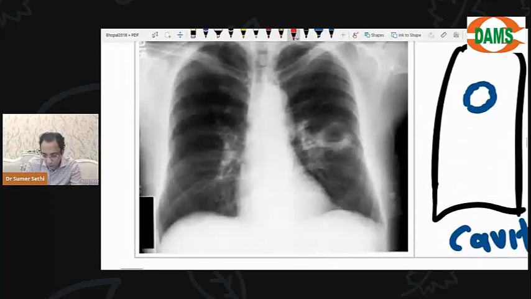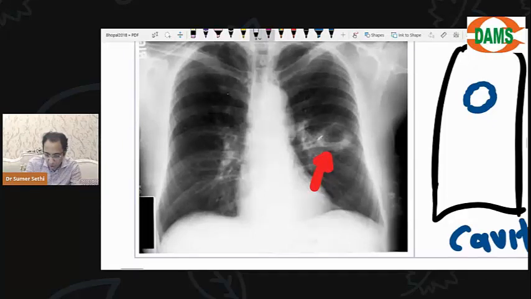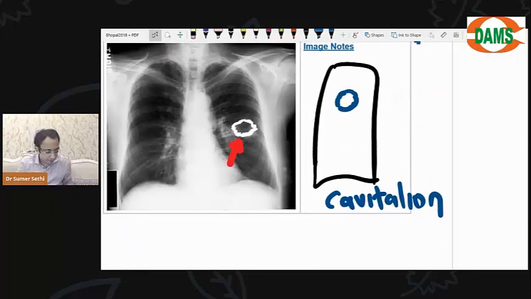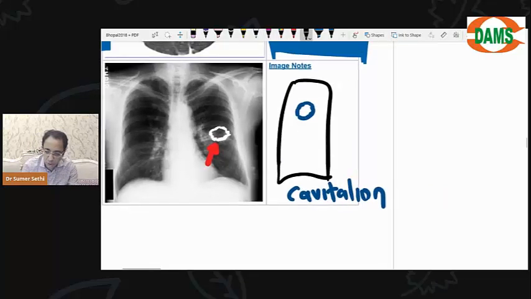Now imagine, this is how it would look like. Can you see this ring-like white thing where you have some inflammatory soft tissue? This is called a cavity. As soon as I say cavity, which disease comes to your mind? The answer is tuberculosis. Very good.